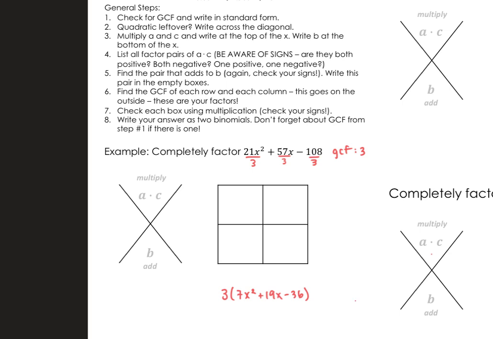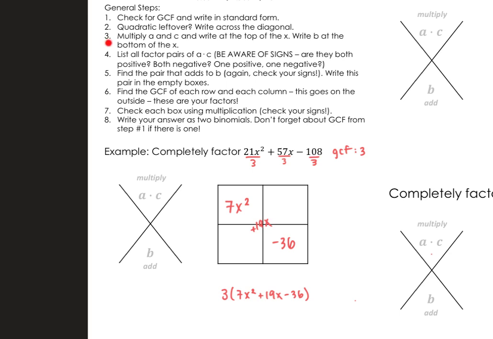The quadratic goes across a diagonal, so 7x squared. This is positive 19x, and then negative 30x. Remember, every time we use the box, these two numbers add to make the middle term. That's why I'm writing this middle term right here.